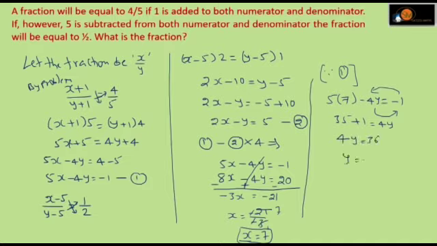Y is equal to 36 by 4. 4 ones are, 4 nines are. Therefore, y is equal to 9. We got y value also. Therefore, the required fraction is equal to x by y, that is nothing but 7 by 9. 7 by 9 is the required fraction.